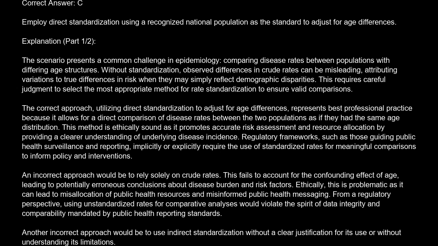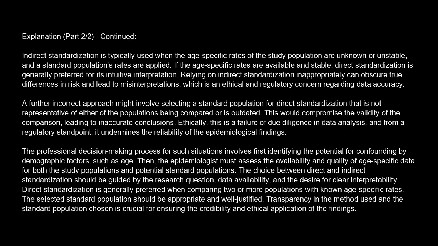Another incorrect approach would be to use indirect standardization without a clear justification for its use, or without understanding its limitations. Indirect standardization is typically used when the age-specific rates of the study population are unknown or unstable, and a standard population's rates are applied. If the age-specific rates are available and stable, direct standardization is generally preferred for its intuitive interpretation. Relying on indirect standardization inappropriately can obscure true differences in risk and lead to misinterpretations, which is an ethical and regulatory concern regarding data accuracy.